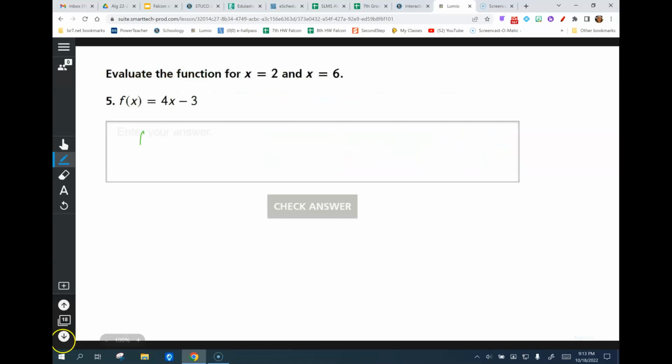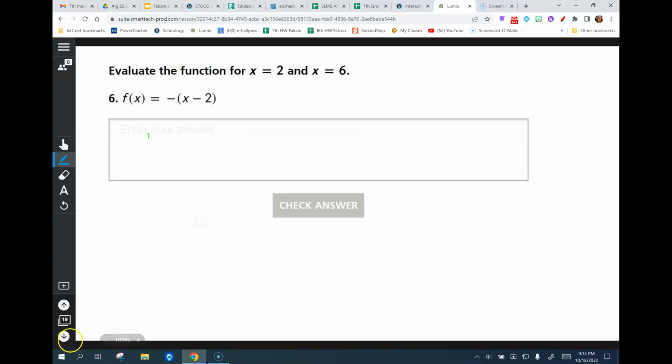Okay, so this one wants you to find f of 2 and it wants you to find f of 6. So what you're going to do is you're going to plug 2 in, right? You get 8 minus 3, so f of 2 is equal to 5. You do the other one, go. Did you find out that f of 6 was equal to 21? Yay! So now your next problem, you're going to find f of 2 again. So you're going to plug that in.